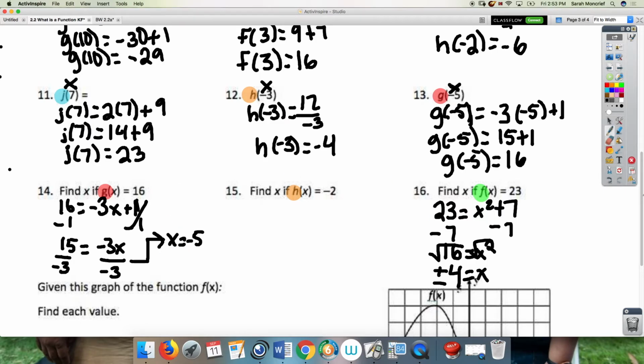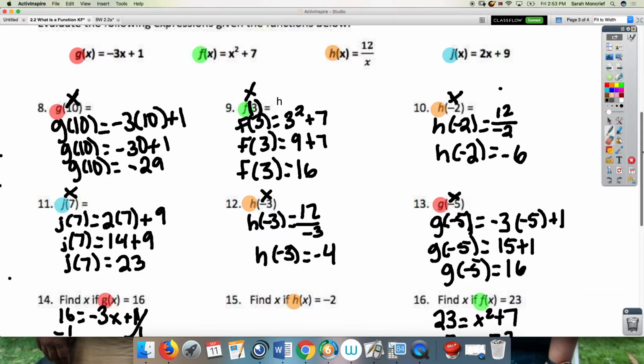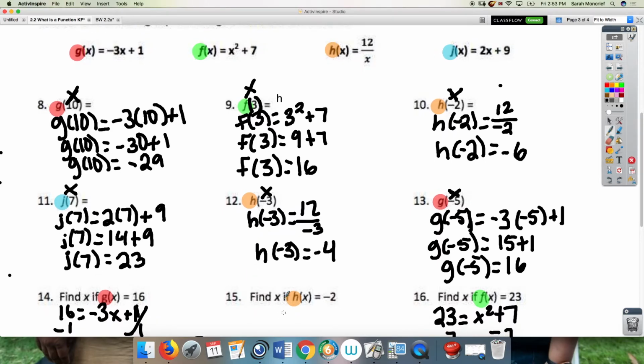All right, now let's do 15 because we're done here. 15 says find x if h of x is equal to negative 2. Did it give me an x? No, it did not. So since it didn't give me an x, I have nothing to plug in for x. Instead, it gave me h of x. Replace h of x with negative 2.